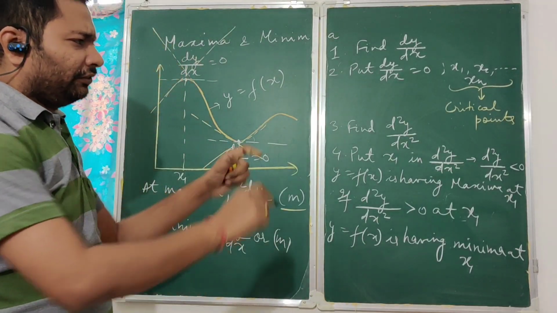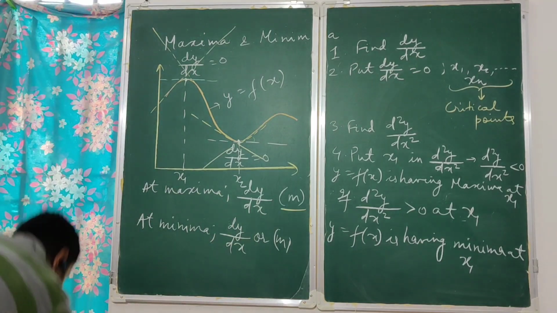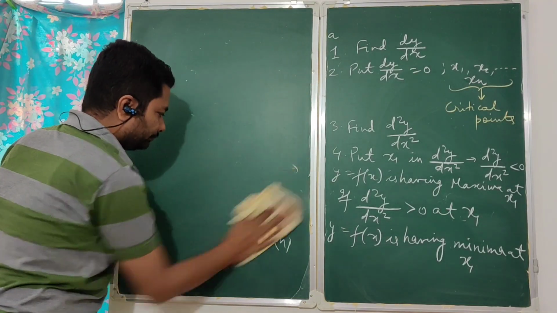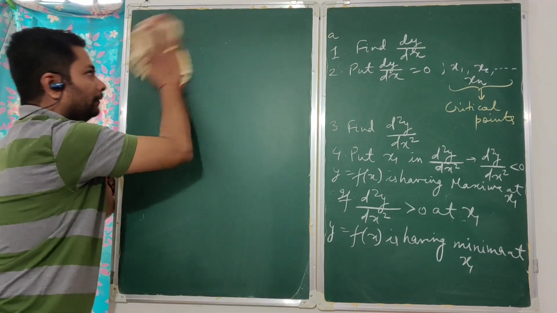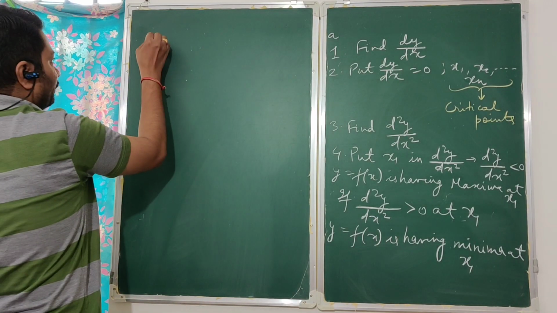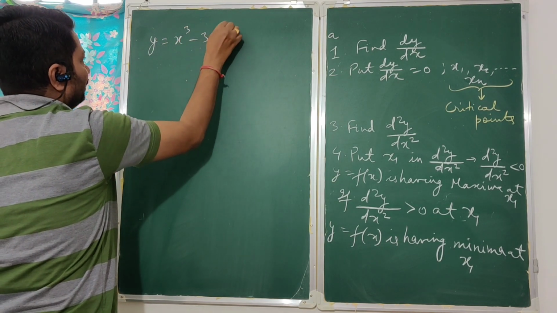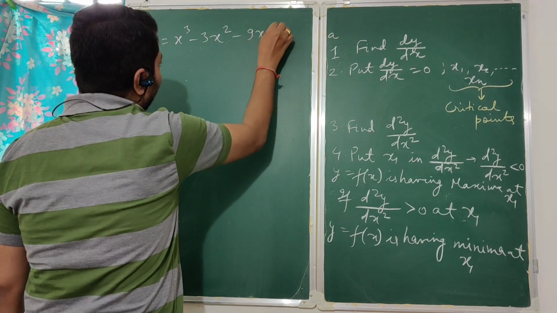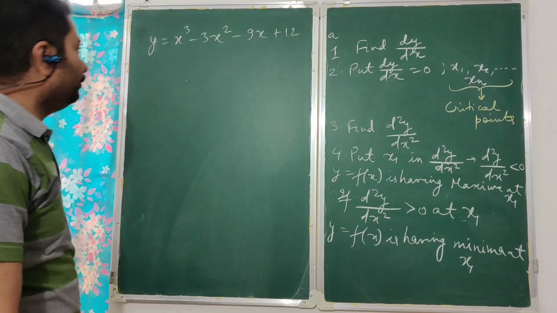Now let us take one simple function and try to determine its maximum and minimum value. So I'll erase this. Let us say the function that we are taking is y is equal to x cube minus 3x square minus 9x plus 12, and we want to find out the maximum and minimum value of this function. So how do we find it out?